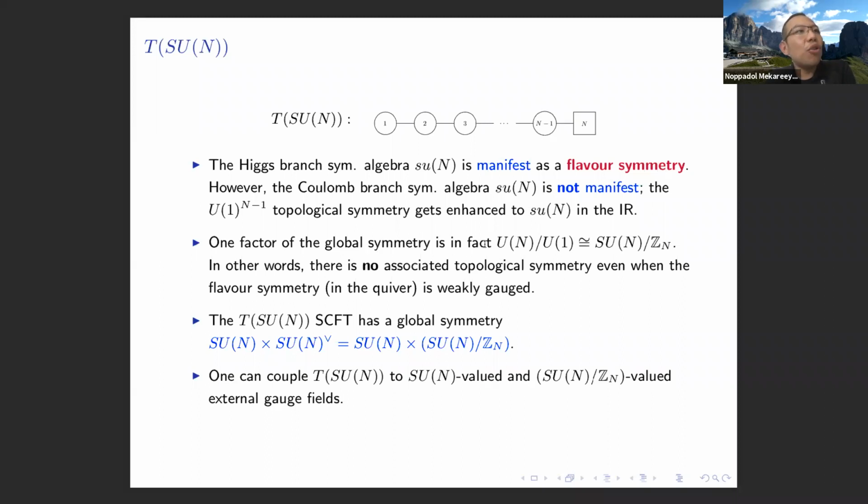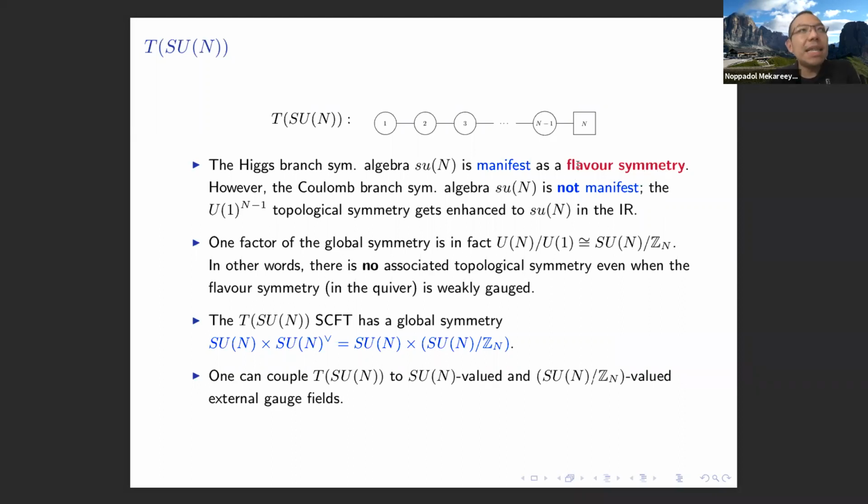Now you can see that one of the global symmetries is in fact U(N) mod U(1), or SU(N) mod Z_N. The reason is that if you look at this flavor symmetry, there is a U(1) action on it that you can absorb into a gauge rotation. So basically, you take this to be U(N), but you have to mod out by U(1) because it doesn't act on anything. Or you can take it to be SU(N) and say that the center of SU(N) doesn't act on this thing. So the global symmetry is in fact SU(N) mod Z_N.